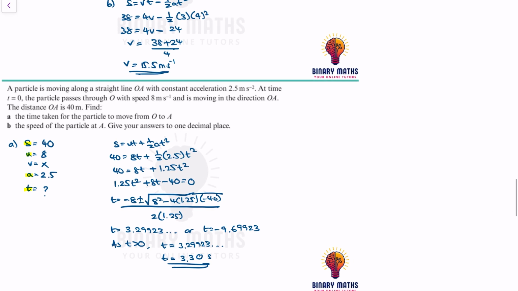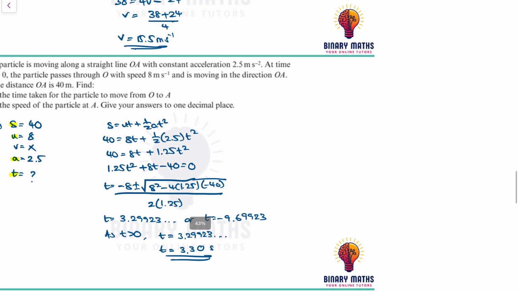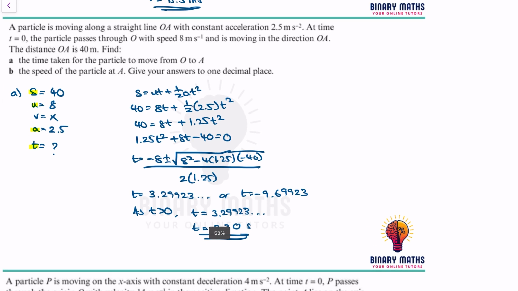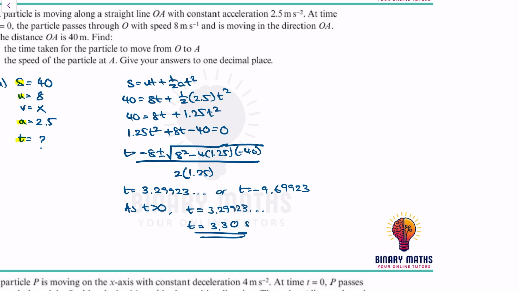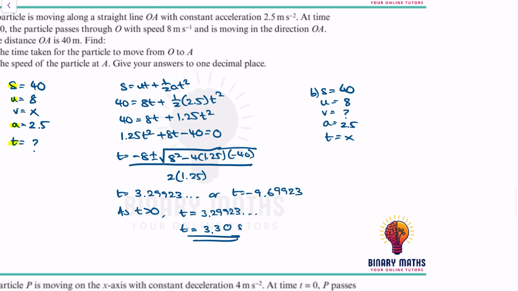That's part A. Part B, the speed of the particle at A, give your answer to 1 decimal. So that's the final speed. So if we set it up again, S, U, V, A, T. We know the displacement is still 40. Initial speed is 8. The final speed is what we're trying to work out. Acceleration is 2.5. We know the time from part A, but we try not to use what we worked out, just in case there's a mistake there.